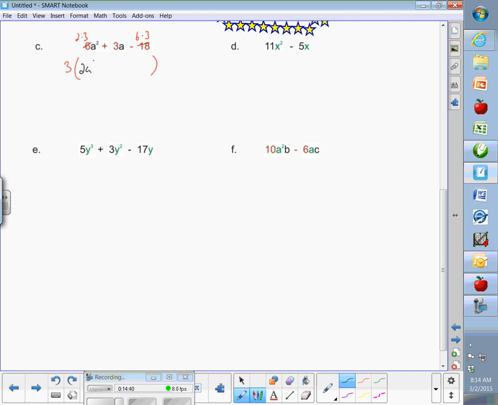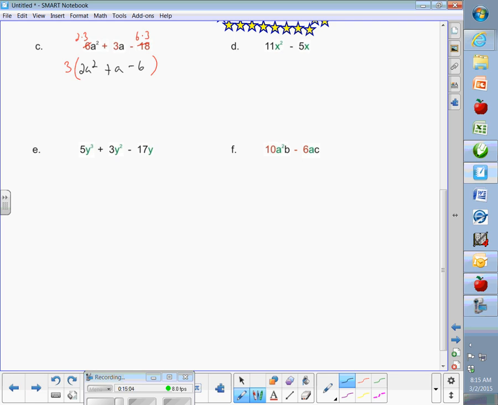So what's left? A 2a squared is the front. A positive a is in the middle. And what's left in the back? A negative 6. Now again, if you multiply back out that 3, you should get back to that original. 3 times 2a squared is a 6a squared. 3 times a positive a is a positive 3a. And 3 times negative 6 is a negative 18. And there you are.